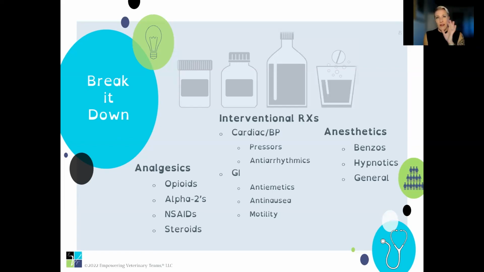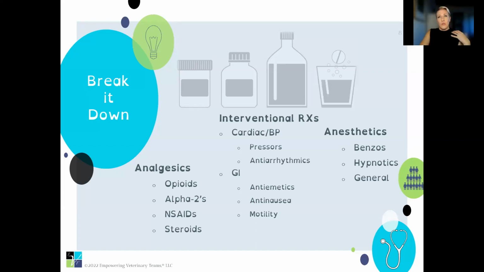Anesthetics are focused on knocking them down. That's your benzodiazepines, your midazolam, your diazepam. You've got your hypnotics, which is propofol and Alfaxan. Telazol is in there as well, and your general anesthetics for your inhalants. All those fun things. There's a lot, right?